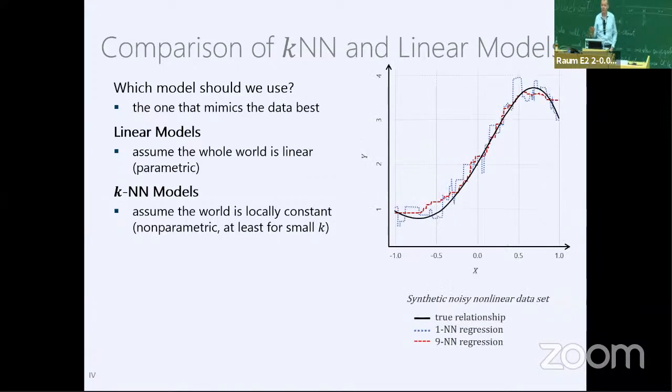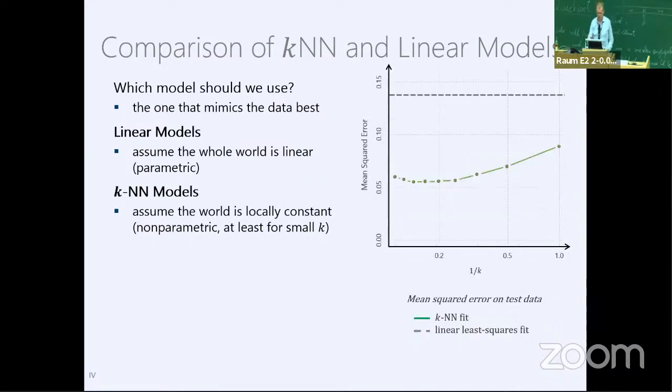Let's make the data even more nonlinear. As you can see, the red line is again doing very, very well. The blue line is too jittery, 1-NN. Friends do not let friends use 1-NN. But for 9-NN, 3-NN actually looks quite smooth. And if we now look at the mean squared errors, perfect. Much, much better than a linear model.